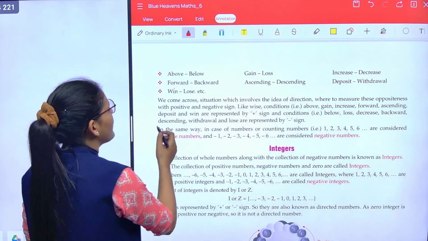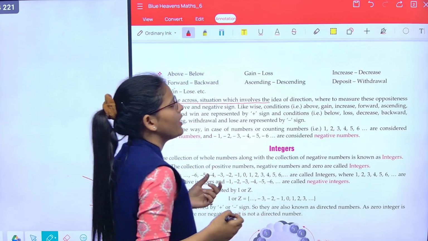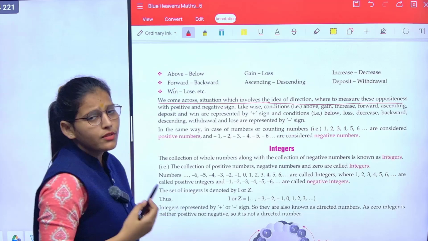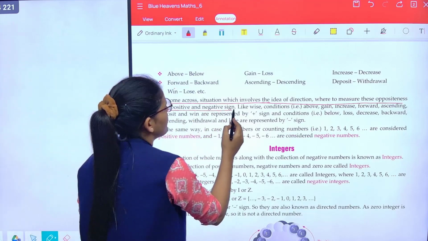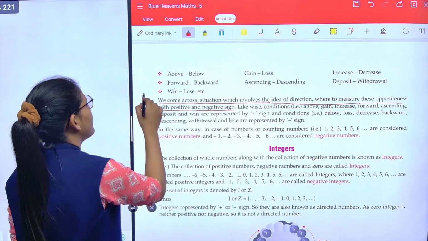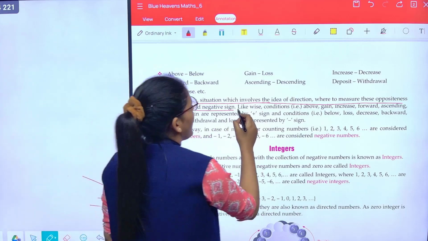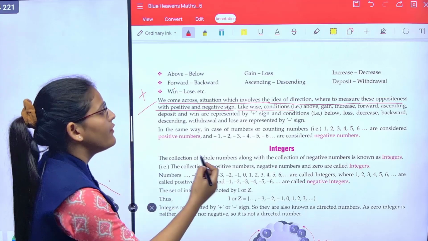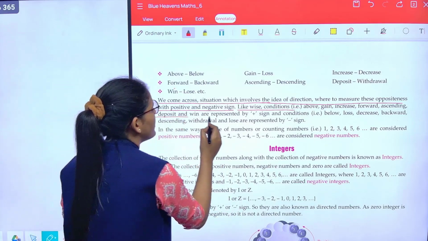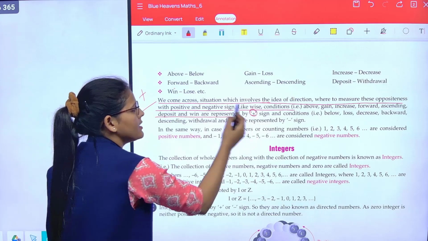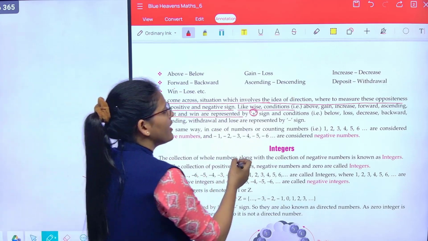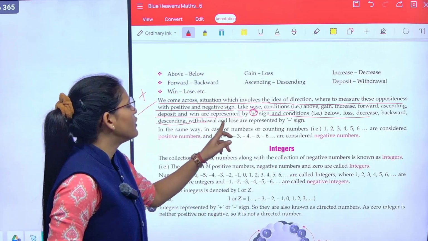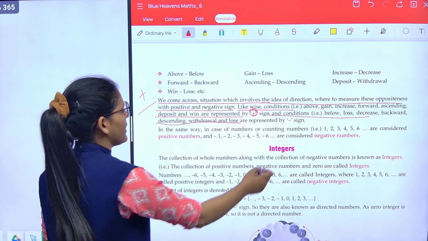Now class, we come across situations which involve the idea of direction, where we represent these opposites with positive and negative signs. Class, positive sign and negative sign. Likewise, conditions that are above, gain, increase, forward, ascending and win are represented by the plus, the positive sign, and conditions that are below, loss, decrease, backward, descending and withdrawal are represented by the negative sign.